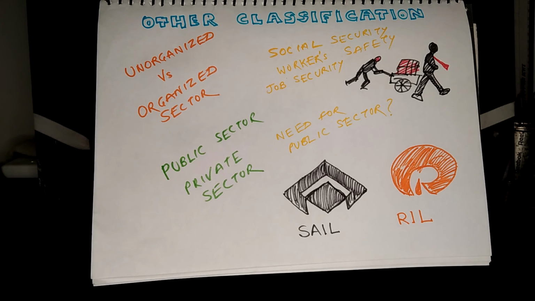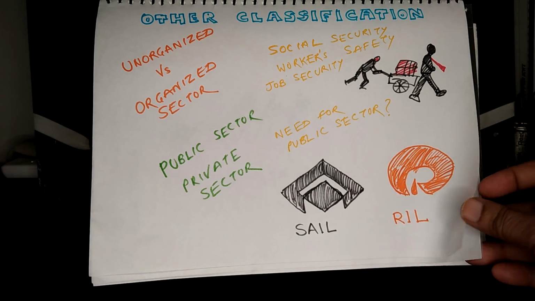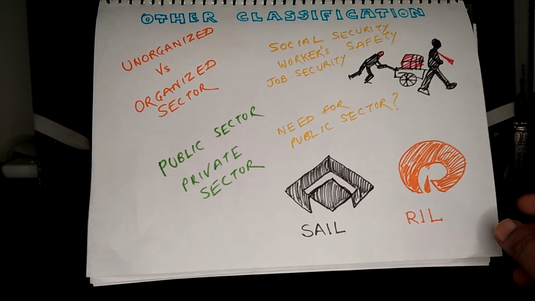And even today, certain sectors like railways or even roadways need huge capital inflows, and the gestation period is pretty long. It takes a very long time to earn profitability, and that is why the government has to work in these sectors, and these are part of the public sector.